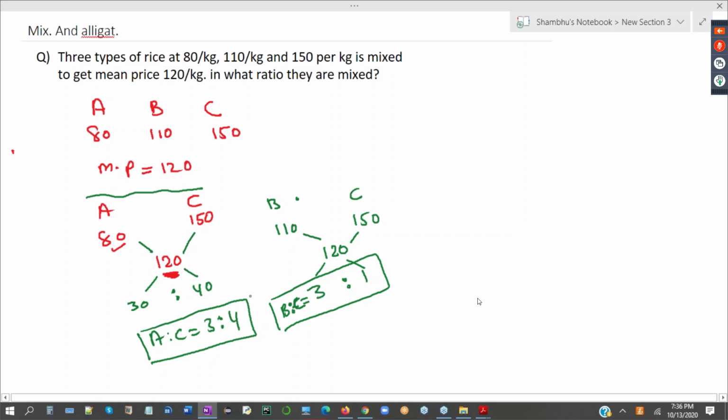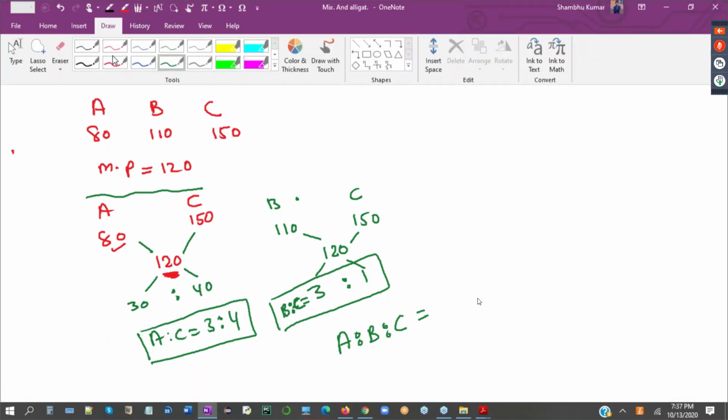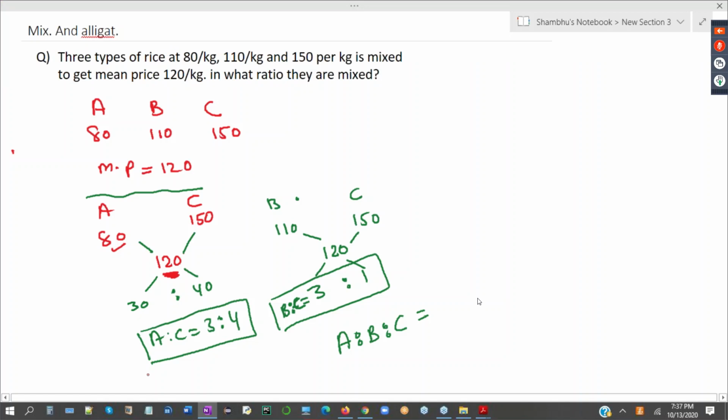Now listen very carefully. The next point is very interesting: how to finally write A is to B is to C. You have to listen very carefully. No, Sindhu, that is not correct. You have to listen how I'm going to write. It is not the ratio.